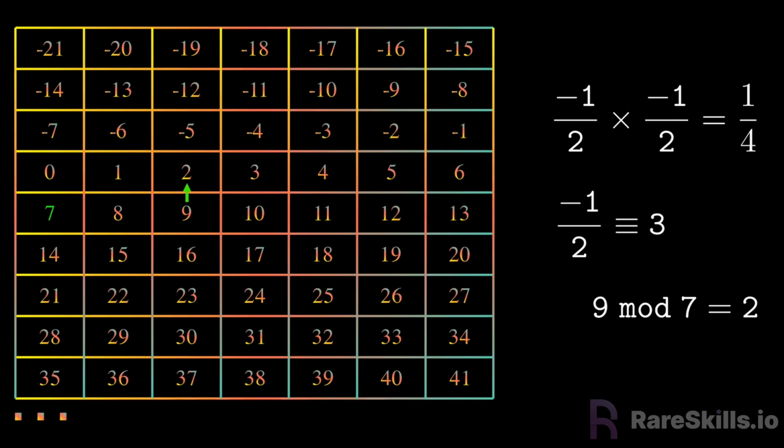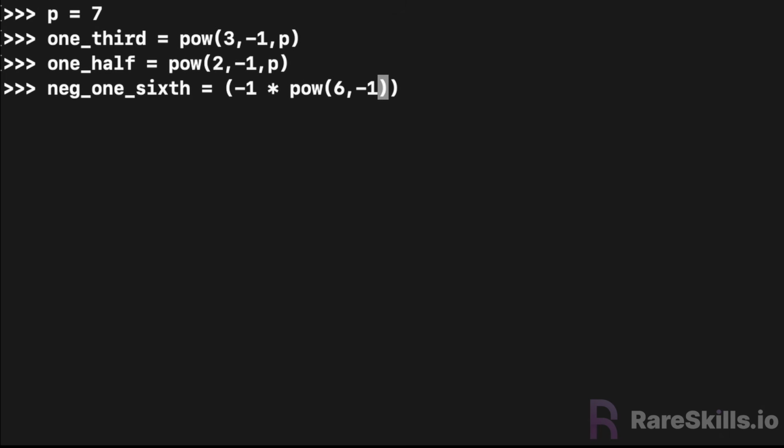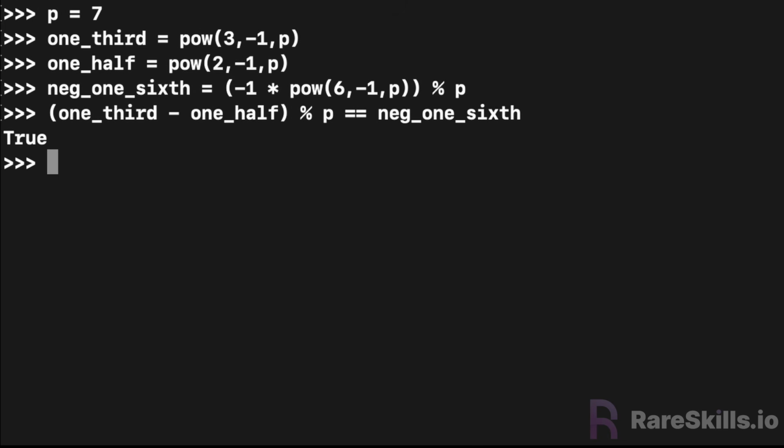Let's do one more example to drive the point home. What about 1/3 minus 1/2 is equal to negative 1/6? We can compute this as 2/6 minus 3/6 is equal to negative 1/6. Let's use Python to compute the congruent equivalences. p is equal to 7, 1/3 is equal to pow(3, -1, p), 1/2 is equal to pow(2, -1, p), and negative 1/6 is equal to -1 times pow(6, -1, p) mod p. Then we can check that 1/3 minus 1/2 modulo p is equal to negative 1/6, which is true.